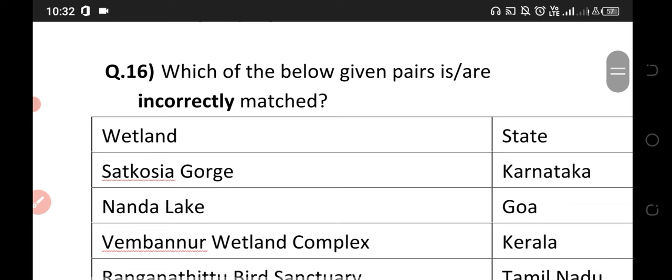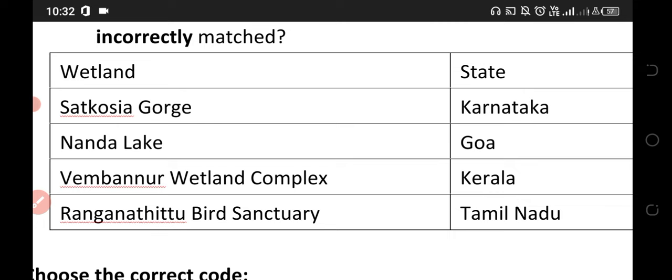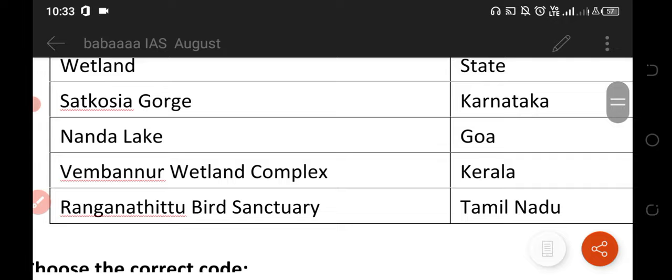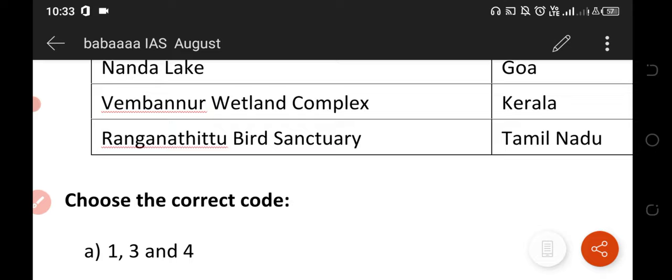Which of the following pairs are incorrectly matched? Satkosia Gorge, Nanda Lake, Bevanad Wetland Complex, Rangana Thittu Bird Sanctuary. Which are incorrectly matched? I think Satkosia Gorge, where is it? Bevanad Wetland Complex. I think 1, 3 and 4 are the incorrect ones.